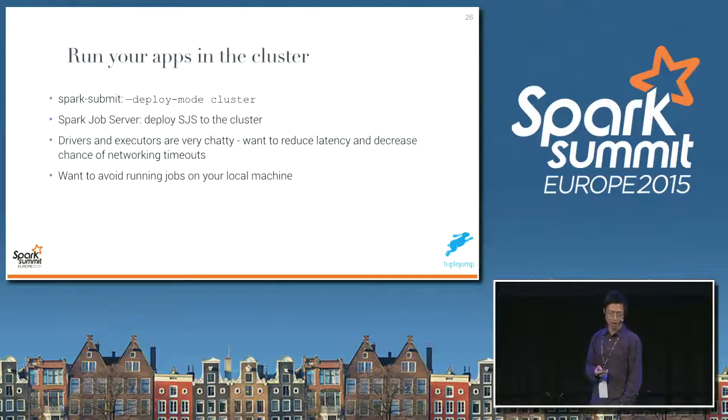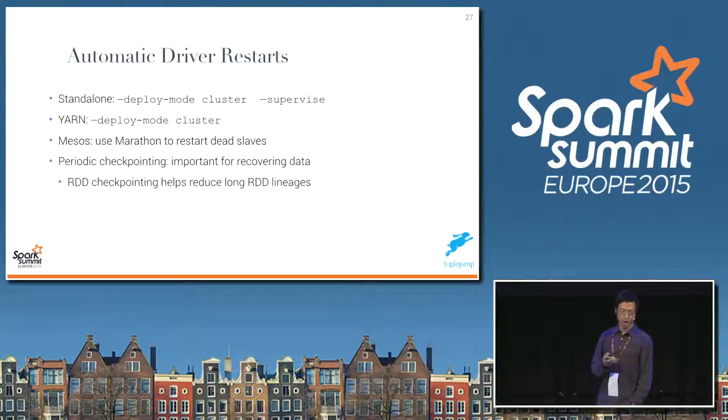Now, a few tips for running your apps in a Spark cluster. As I mentioned before, you should seriously consider deploying using cluster mode, instead of running jobs on some machine, because that reduces latency for your Spark apps. If you want automatic restarts of your application in case of failure, you probably want to run your apps in supervised mode. If you're running Mesos, Marathon will do this for you.